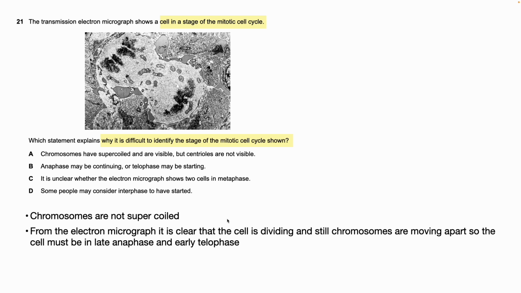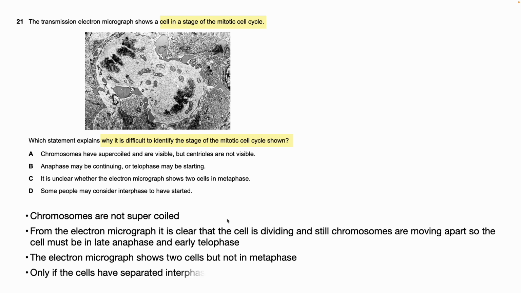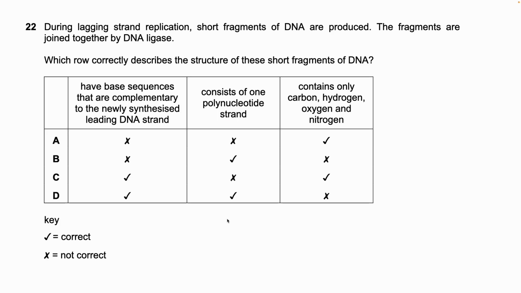Option C says it is unclear whether the electron micrograph shows two cells in metaphase. The electron micrograph shows two cells, but not in metaphase. Some people may consider that interphase has started, but only if the cells are separated will interphase start. So the answer is anaphase may be continuing or telophase may be starting. Option B is the right answer.